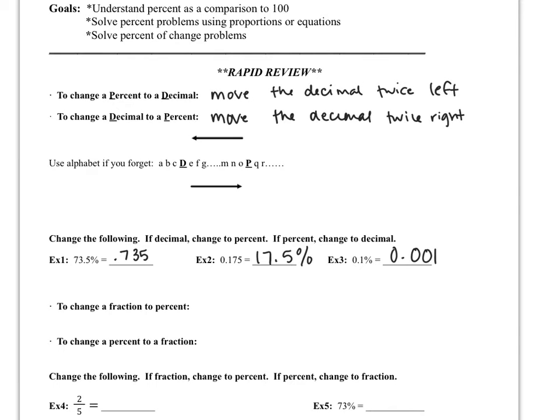One hint that I use is if I forget which way to move the decimal, I think on the alphabet, if I needed to go from the letter P to the letter D, percent to decimal, I would go to the left. And if I needed to go from the letter D to the letter P, decimal to percent, I would go to the right.